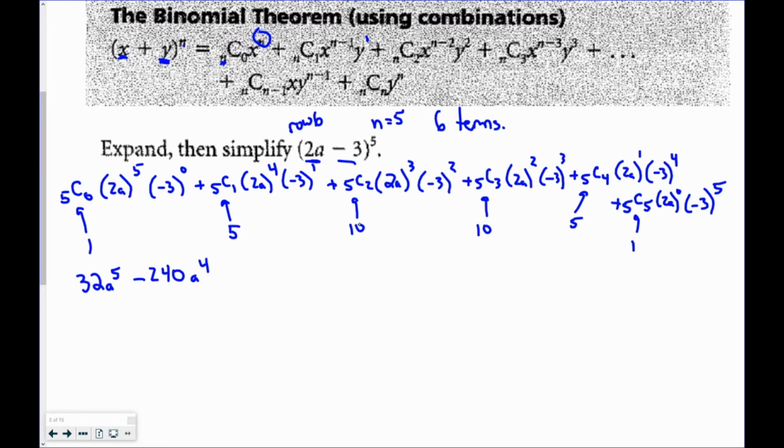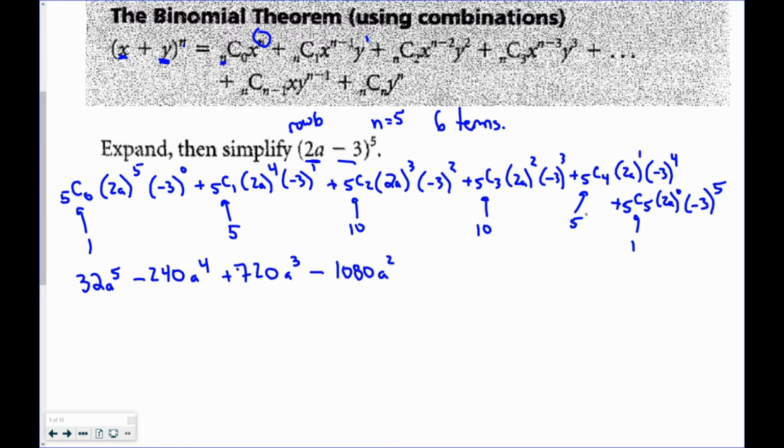Then we go 10 times 2 to the 3, which is 8, so 80 times 9. That gives you 720, and you get a to the 3. Okay, next term is negative. It's alternating negative. If you think back to series and sequences back in grade 11. So you get 10 times 2 to the 2, which is 4. So 40 times negative 27. You get negative 1080, and then you get a squared.